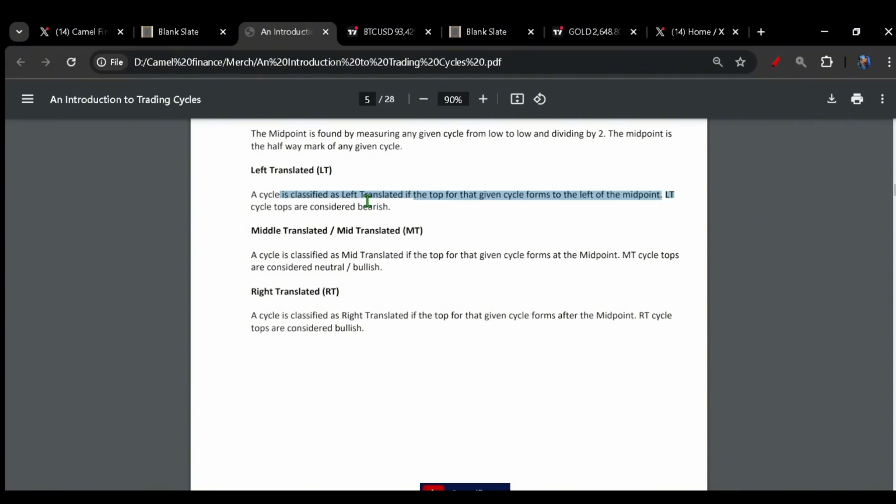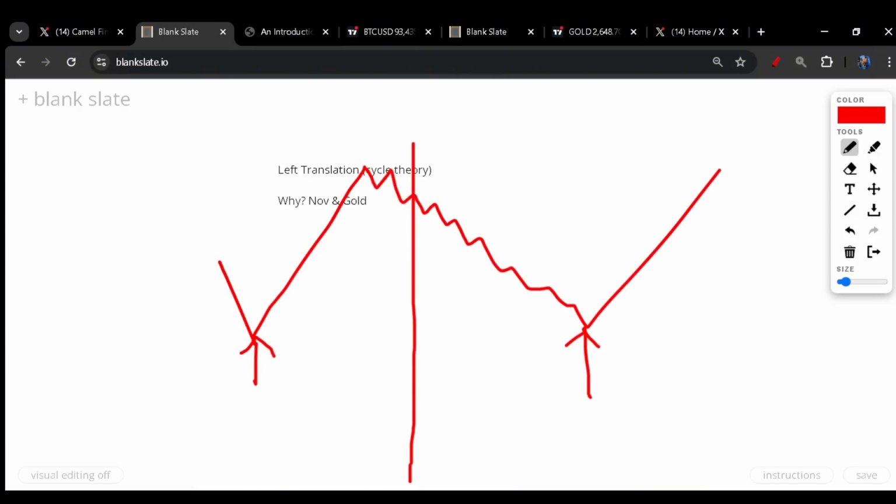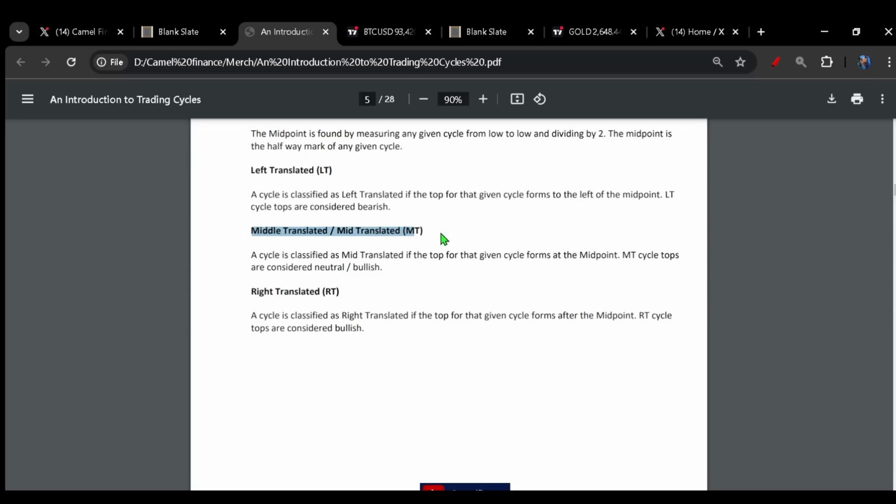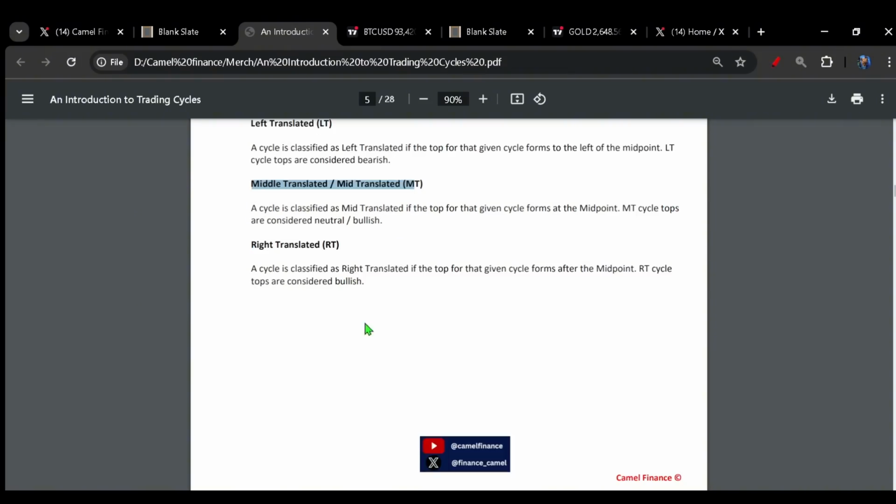We can also observe 2 other types of translation. Middle translated, which is where the cycle peak forms exactly at the halfway point. That would look something like this. Cycle low, peak exactly in the middle of the cycle, and then we spend the rest of the cycle declining into a cycle low. And the third observation we can make pertaining to the translation of a cycle is a right translated cycle, which of course is classified as the top forming to the right-hand side of the midpoint.